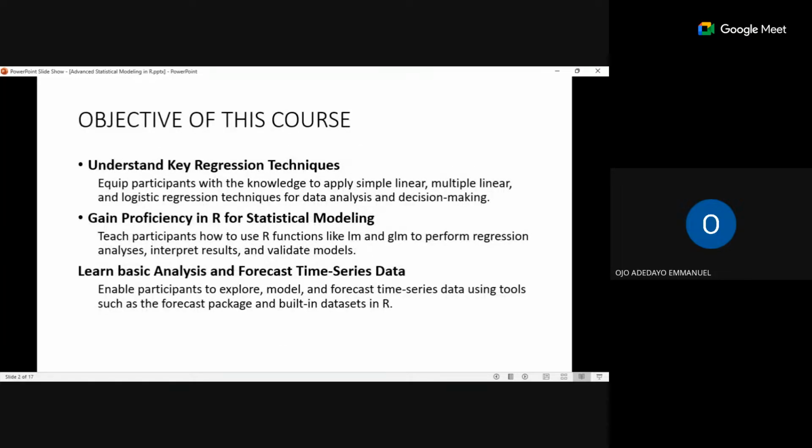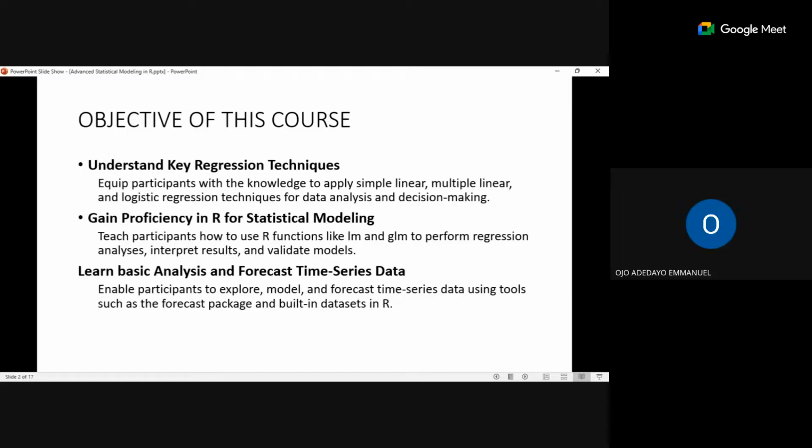Objective of this course. What is the objective? What you are expected to cover in tonight's course? Number one, understanding the key regression techniques. When we are talking about regression, you have to understand what we mean by regression. Then, what type of regression do we have? Is it simple linear regression? What is simple linear regression? When do we use simple linear regression? We're going to be checking that tonight.